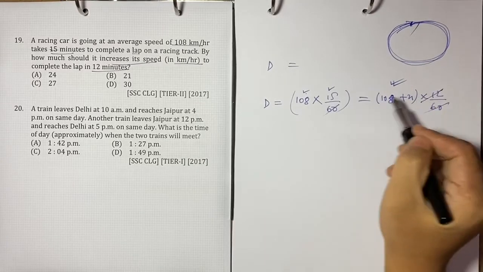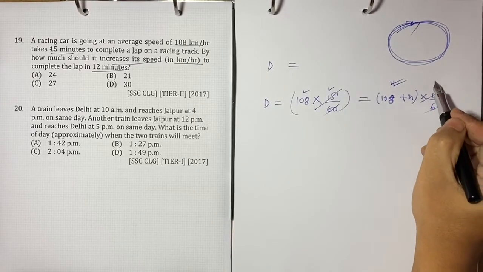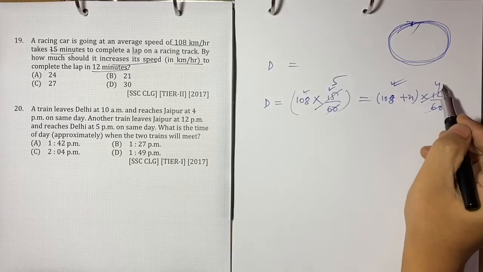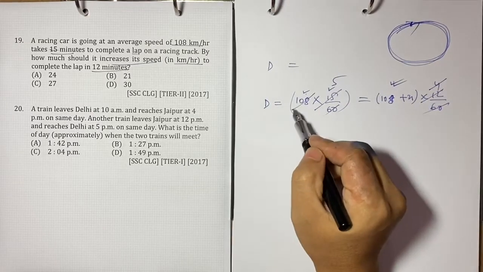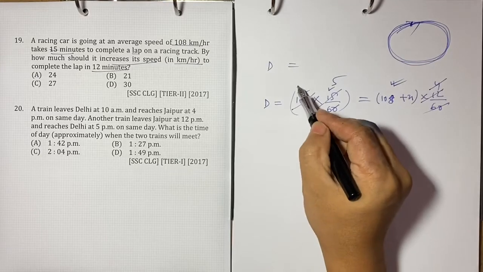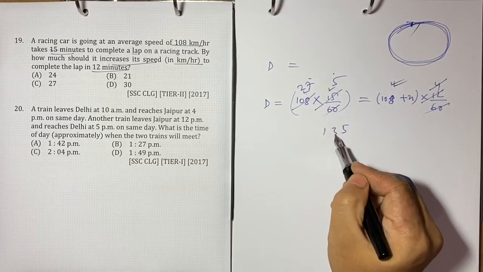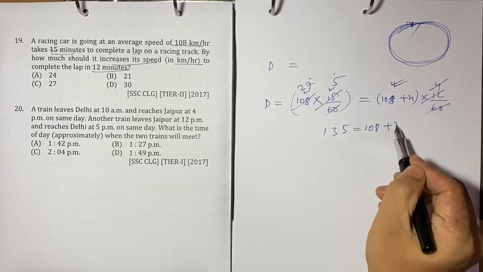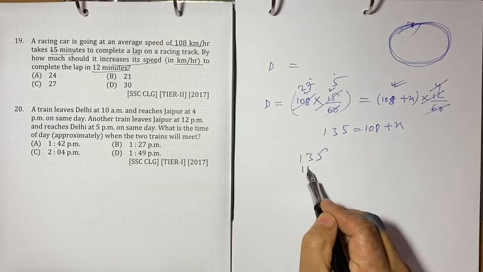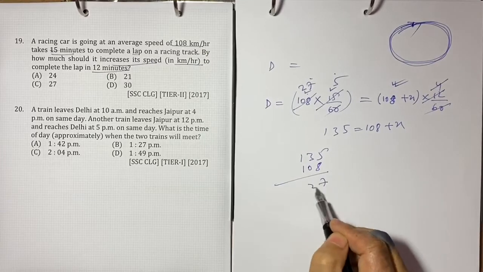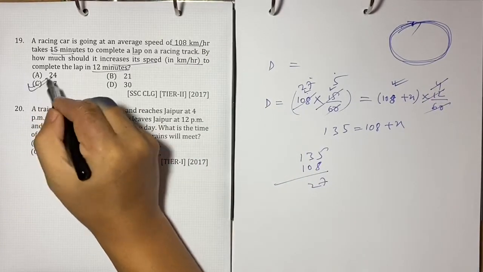Cancelling 3 and 4, and 5, we get 135 equals 108 plus x. So 135 minus 108 will be 27. So the answer is 27.